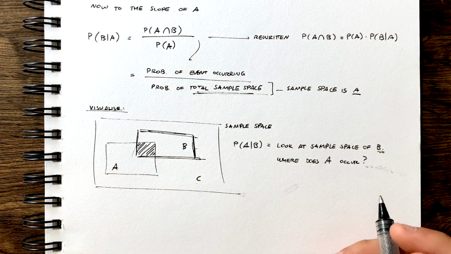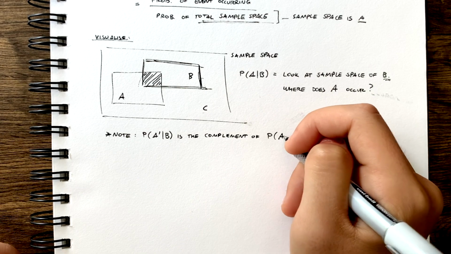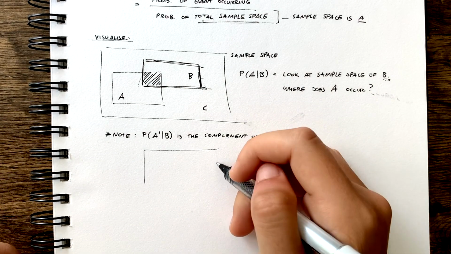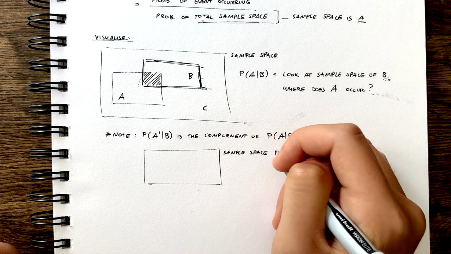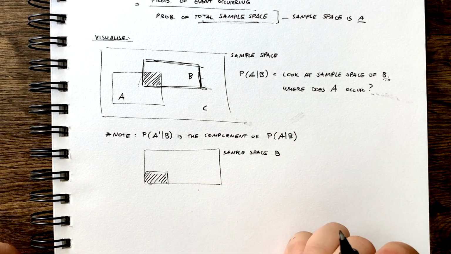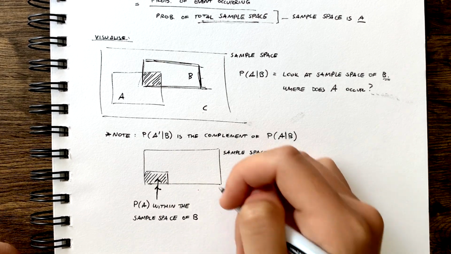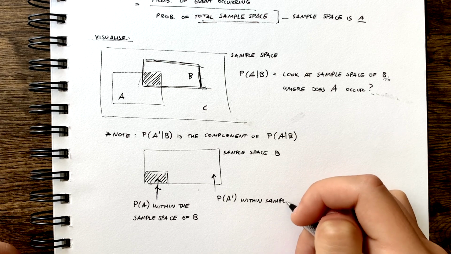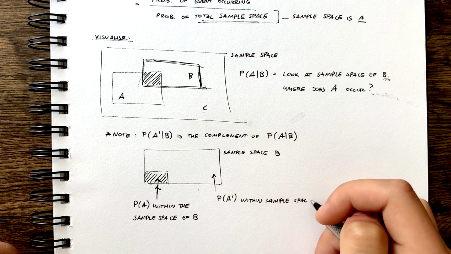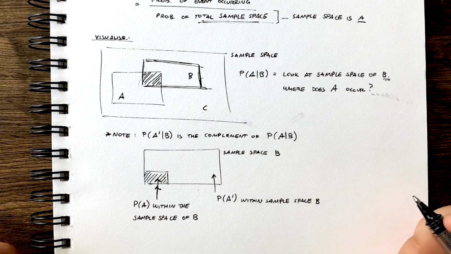And let's also note that the probability of A not given B is the complement of the probability of A given B. And so let's just redraw our sample space of only B. If we want to say that these two are complements, then the probability of A within the sample space of B is just this shaded region here, and the complement would be everything else that's not shaded. So this will be the probability of A not within the sample space of B, or in other words, given B.